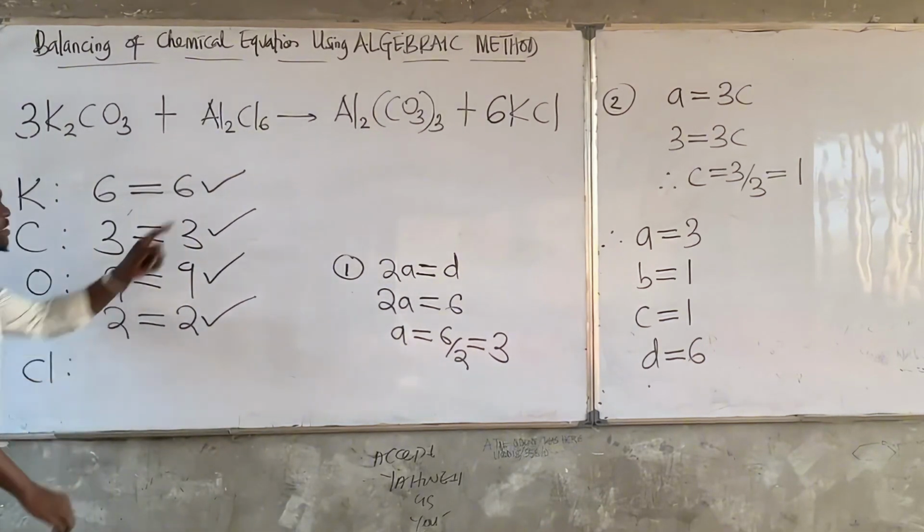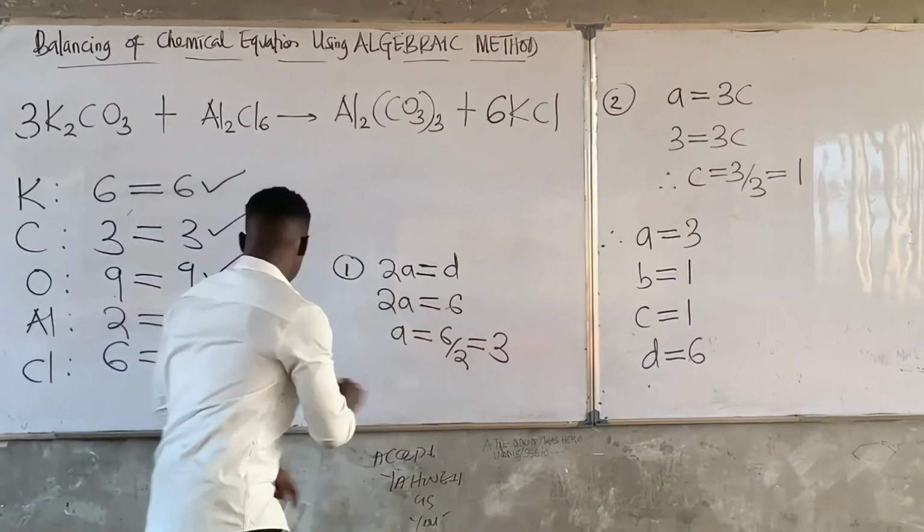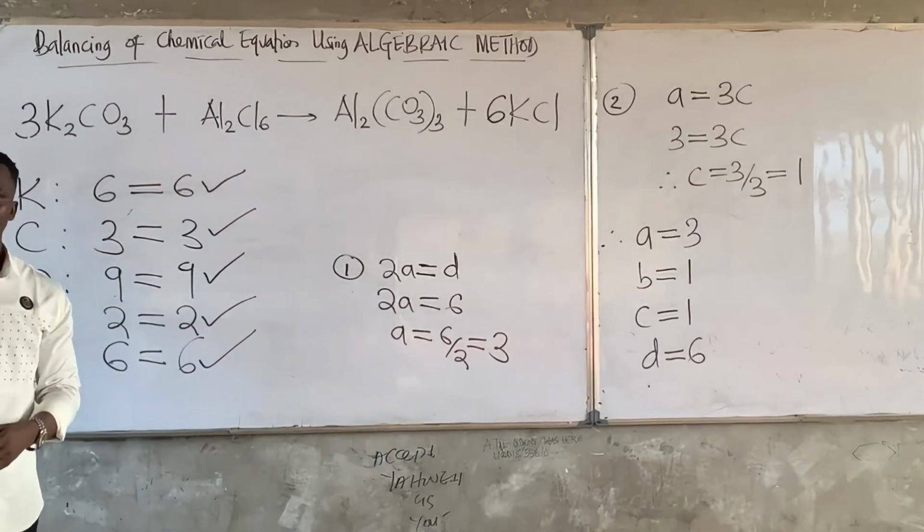Chlorine is 6 on the left and 6 on the right, so it is balanced. Therefore, you have a well-balanced chemical equation.